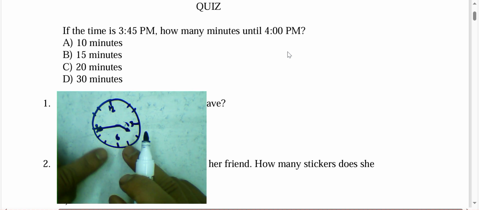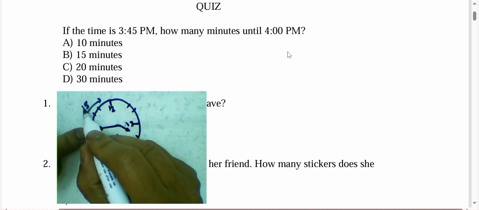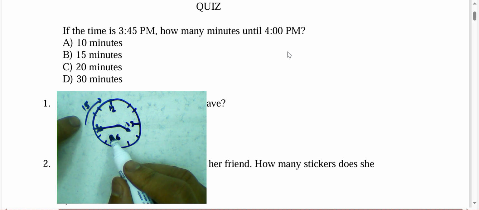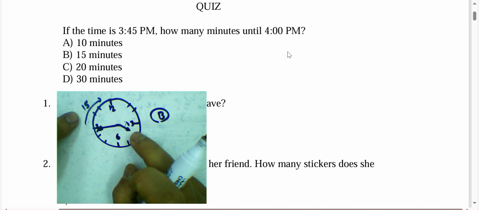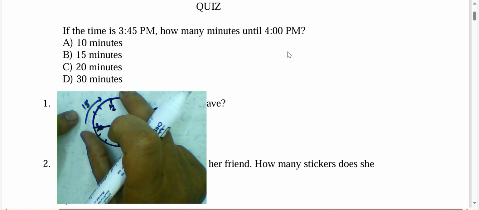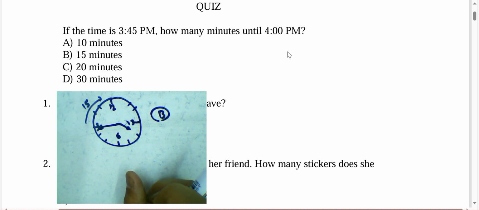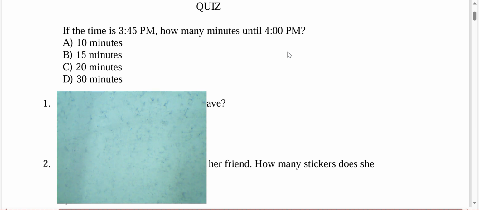To go from 3:45 to 4 o'clock, we have 15 minutes. So we need to add 15 minutes. So the result here will be letter B. It's a quarter to 4. To be 4 o'clock, we must add 15 minutes. So you must choose letter B. Next question.